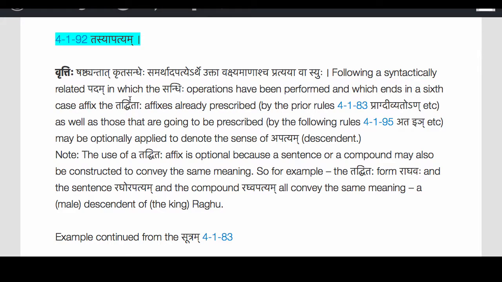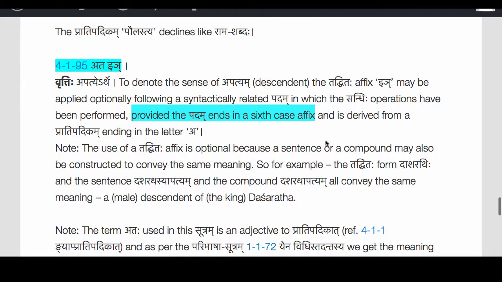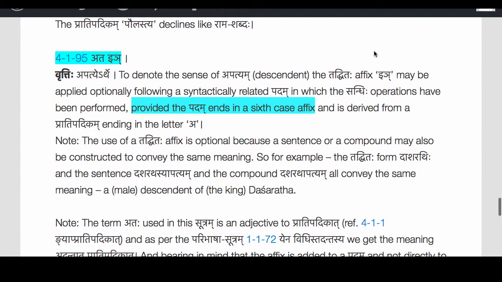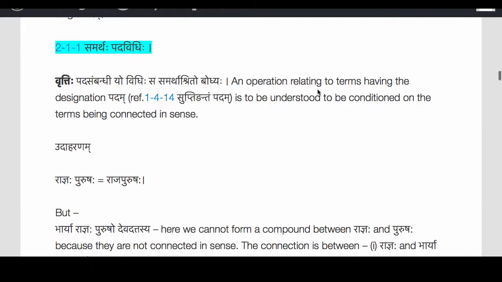So based on the term prathamad mentioned in the sutram samarthanam prathamadva, and then based on the fact that tasya is mentioned first in the sutram tasyapatyam, we deduce that this affix in is to be applied to a padam which ends in a sixth case affix. And remember, a tadhita affix as a general rule is applied to a padam. Hence, paribhasha sutram samarthah padavidhi applies to tadhita operations also.